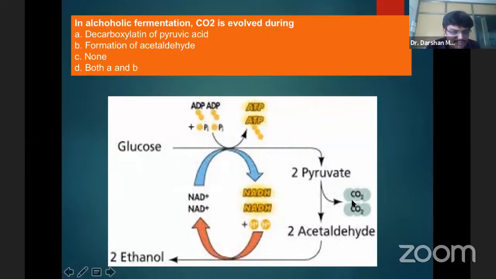So what will be the answer? Pyruvate में से क्या बन रहा है? Acetaldehyde. Question के अंदर ऑप्शन क्या दिए है? Decarboxylation of pyruvic acid, formation of acetaldehyde. What will be the answer? Its answer is D. Both A and B. Yes, Sweta, you are right. The answer is D. I hope you are able to understand the point.